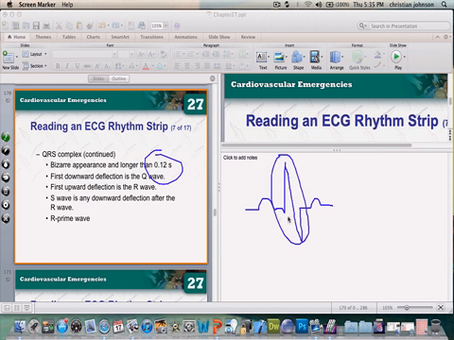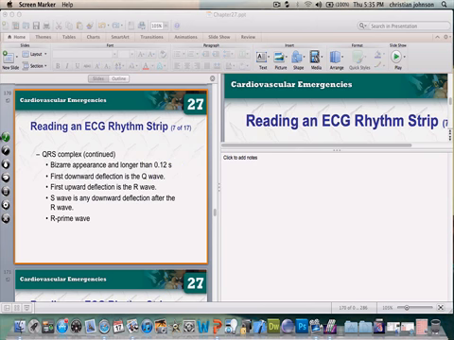The R prime wave looks something like this. That's classically what we see in a bundle branch block. So we have an R wave as the first upright deflection, and then we have our S wave here, but then we also have a second R wave. That second R wave is called your R prime. So that might be your RSR prime wave, or your R prime wave as it says in this slide.